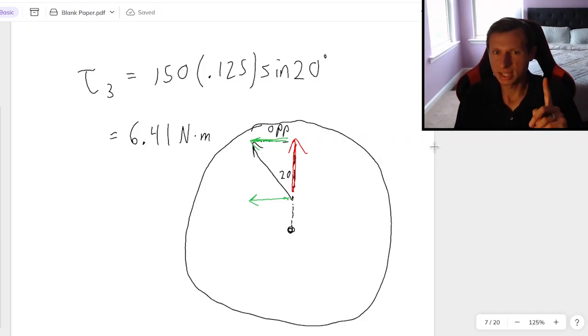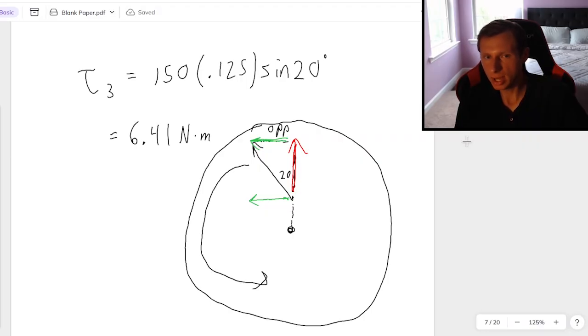But think about this. Is it positive or negative? Think about this again. Is it going to be clockwise or counterclockwise? So if I think of which way this wheel is going to spin, I think the green force is going to cause it to spin that way. That way is counterclockwise, so it will be positive.